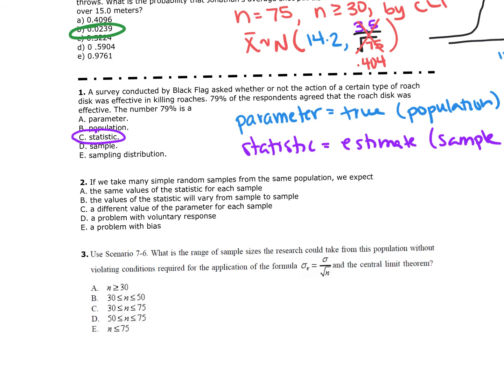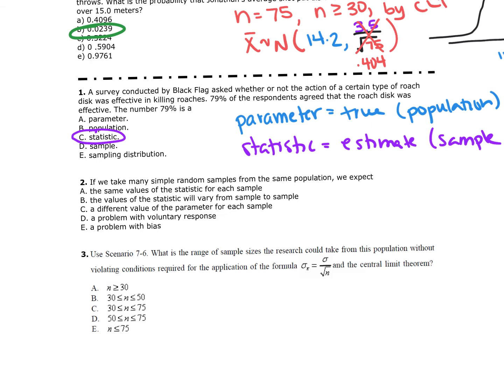So this says if we take many simple random samples from the same population, would we expect the same values of the statistic for each sample? The values of the statistic will vary from sample to sample. A different value of the parameter for each sample, a problem with the voluntary response, or a problem with bias. So in this case, here's what we don't expect. We do not expect a different value of the parameter for each sample because the parameter is a true value. It is a set value already.